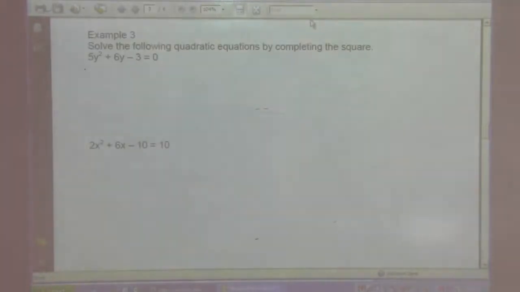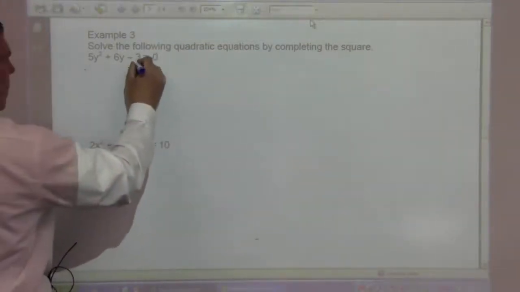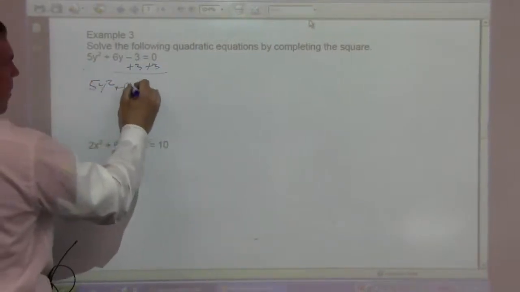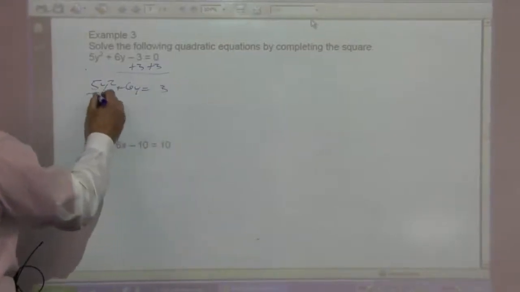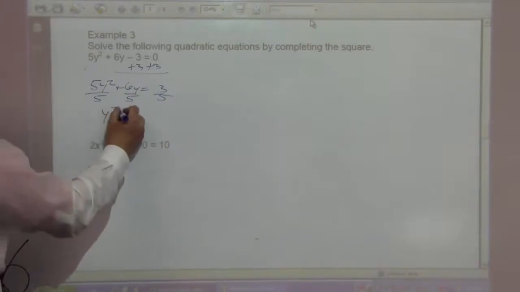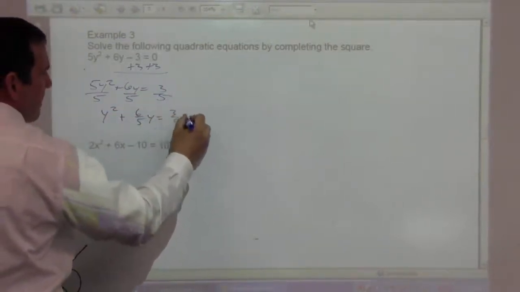So example 3 says, solve the following quadratic equations by completing the square. Okay, so we're going to add the 3 to both sides. 5y squared plus 6y equals positive 3, I should say. Divide everything by 5, the leading coefficient. Y squared plus 6/5 y equals 3/5.